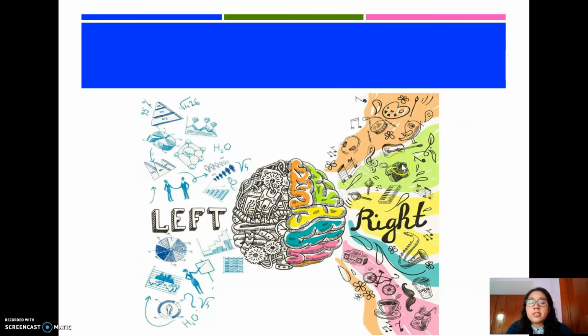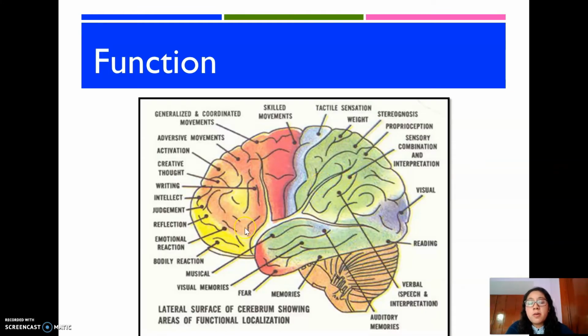Many people think that the right hemisphere is only for arts and the left hemisphere for the more logical part. However, this is a misunderstanding because the left and the right work together in order to have capacities and abilities. Each lobe of the brain has a specific and different function. For example, here we have the function of skill movements, the visual function, reading, and movements activation.